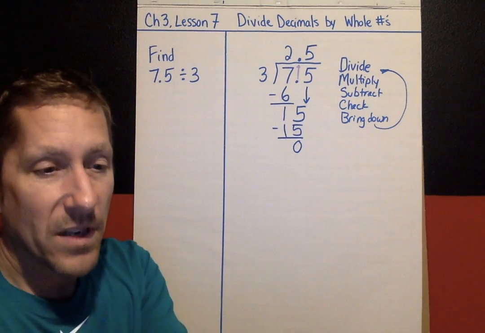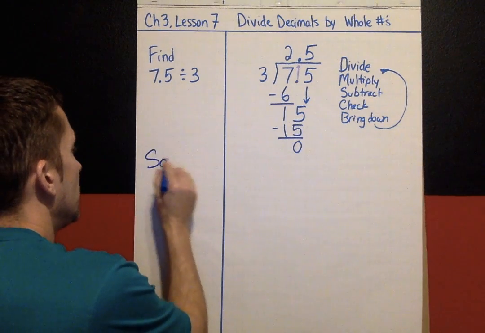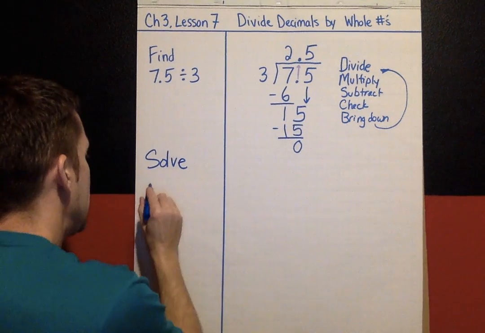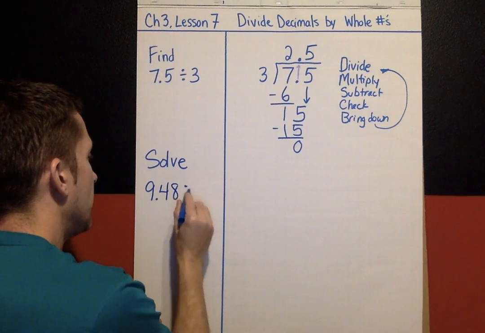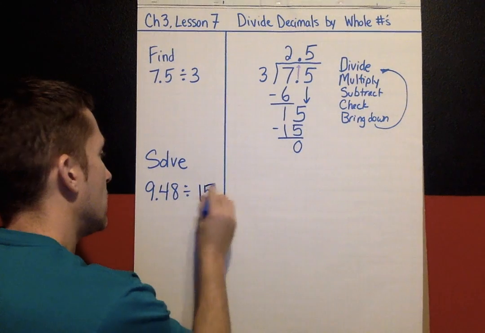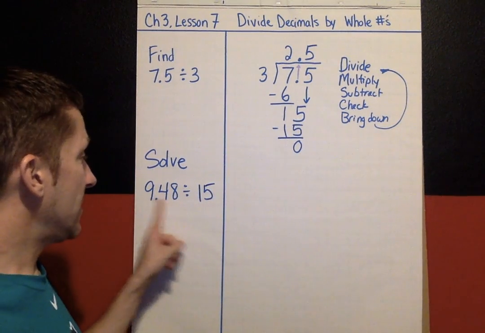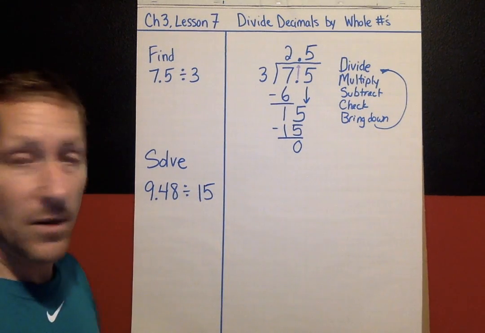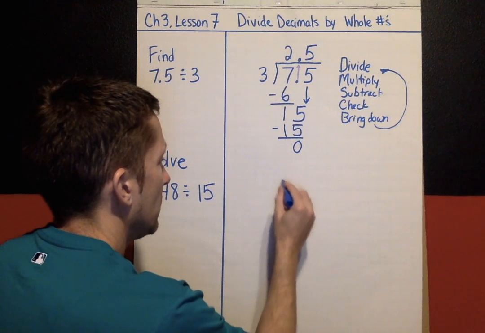Okay, let's do one more example. Next example. Solve 9.48 divided by 15. Again, we've learned this in a previous lesson. The dividend, this number out here, divided by 15, if we're going to rewrite it for long division, it's going to look like this.